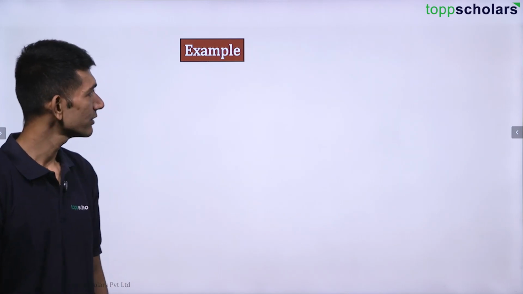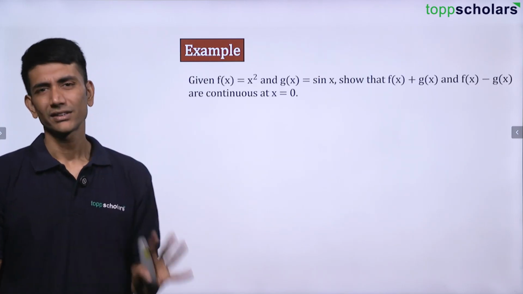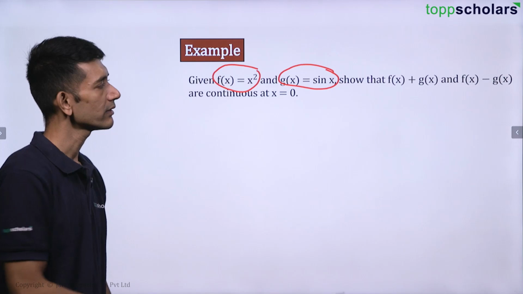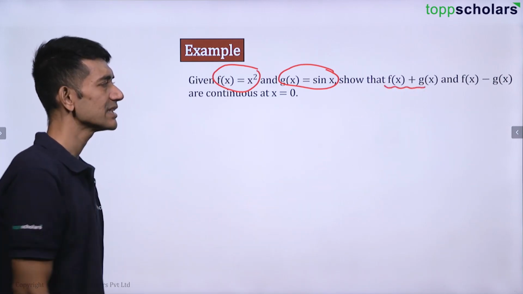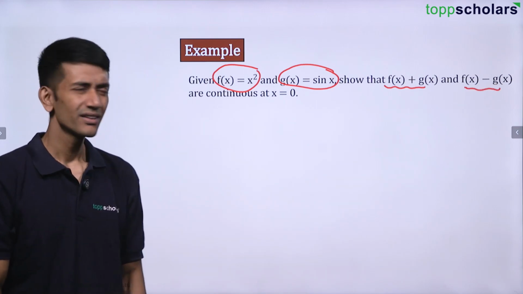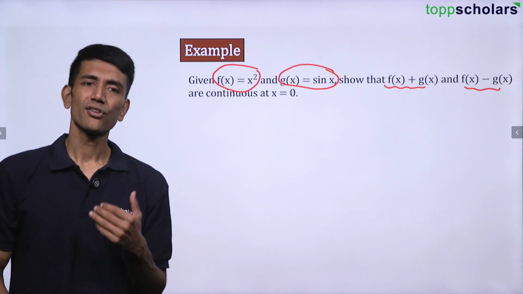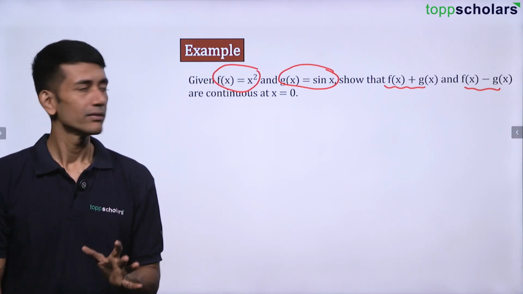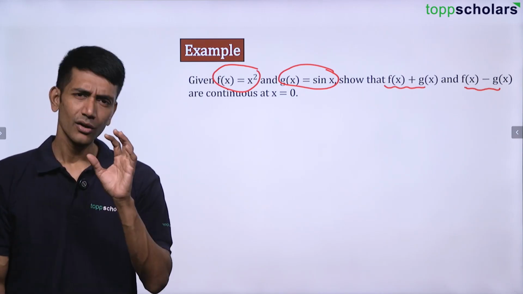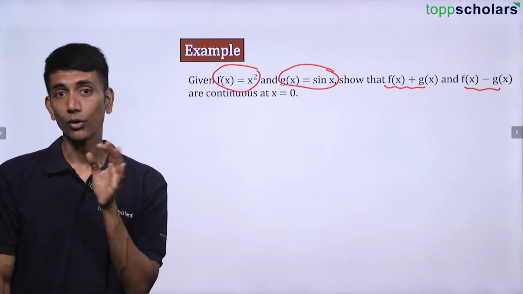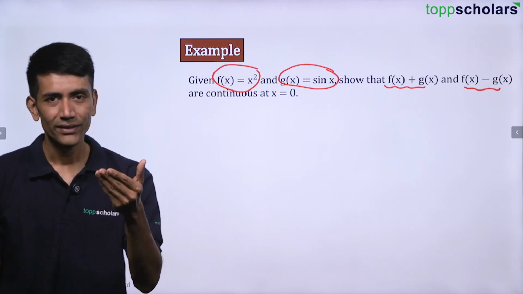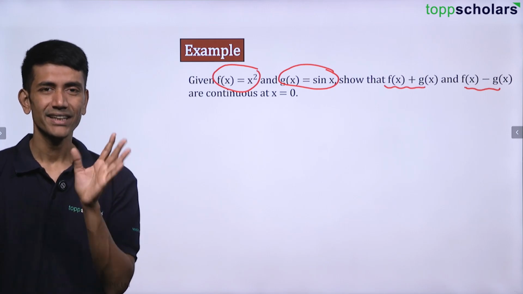Let us see some problems based on this as well. Two functions are given. f(x) is equal to x square, g(x) is equal to sin x. We are supposed to show that their algebraic combinations f(x) plus g(x) and f(x) minus g(x), both of them are continuous. Now see, firstly always try to identify what type of function do you have. f(x) is x square, right? Can I say it is a polynomial function? Yes. What can you say about polynomial functions? We know that all the polynomial functions are continuous, so there is no problem at all. So x square is always continuous on any real number r.